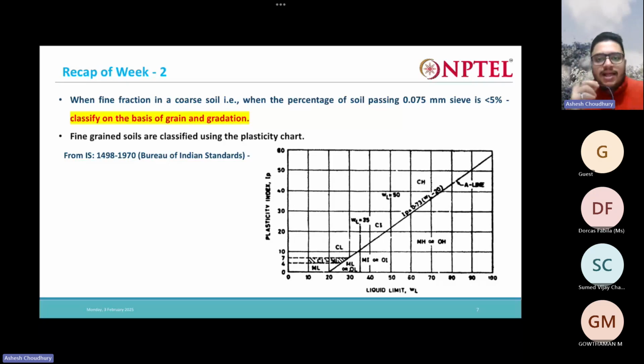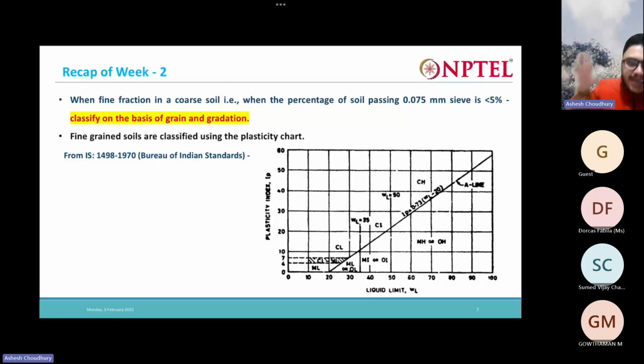Now I have decided that the soil that I have is a coarse soil. How did I decide that? I decided it based on the particle size of the maximum amount of soil I have. In 100 grams of soil, more than 50% is retained on the 75 micron sieve, which means more than 50% has particle sizes greater than 75 micron. So now you decided the soil is coarse.